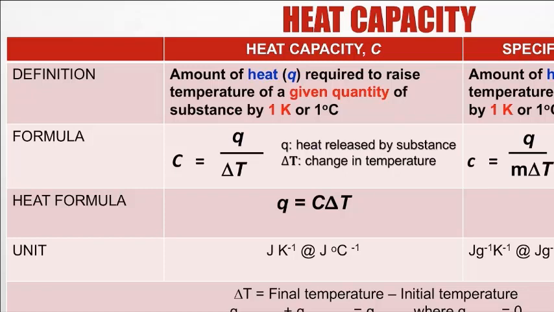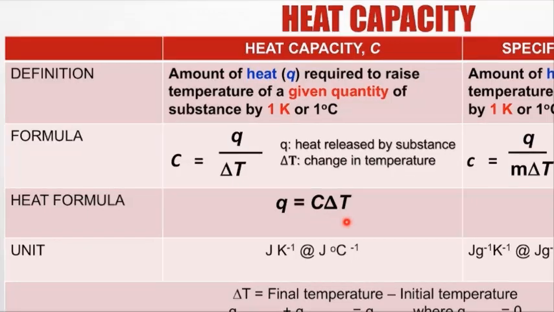If we put the definition into a formula, the formula would be capital C equals Q over delta T, where Q is the heat released by a substance and delta T is the change in temperature. The unit for heat capacity is joule per Kelvin or joule per degree Celsius. We can rearrange this formula to get the formula of heat released or absorbed in the reaction. The formula would be Q equals capital C delta T. This formula will be used a lot in calculating values of enthalpy of a reaction later in this subtopic.